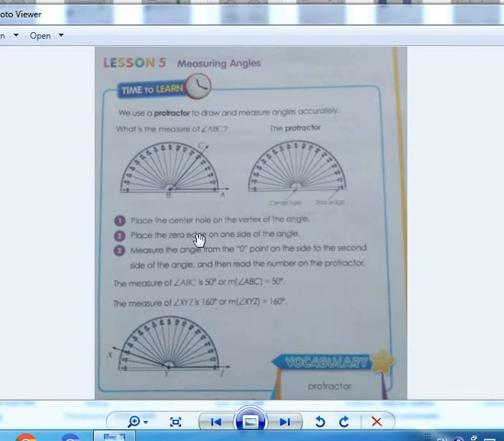Then place the zero edge. Do you see here the zero edge? And this is the center hole, and this is the zero edge. So place the zero edge on one side of the angle. Here I put it here.